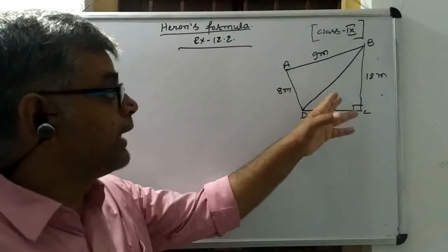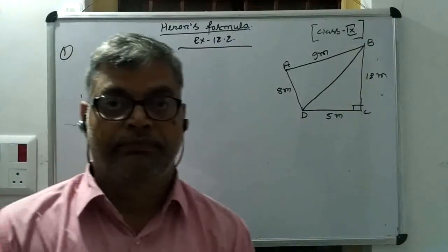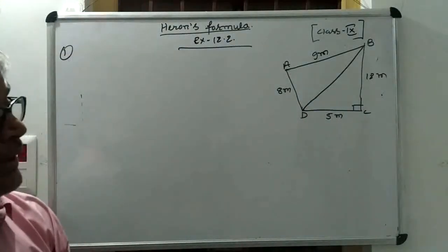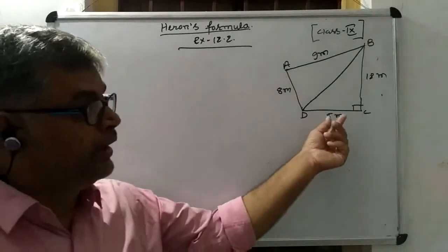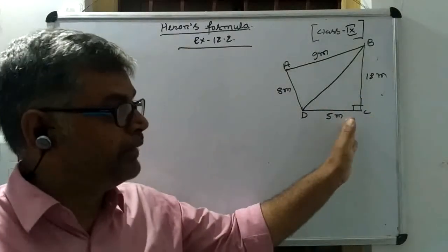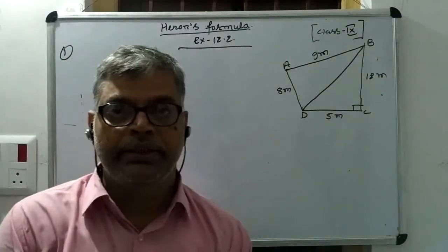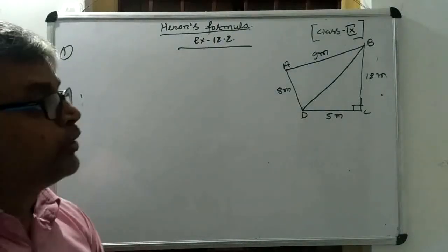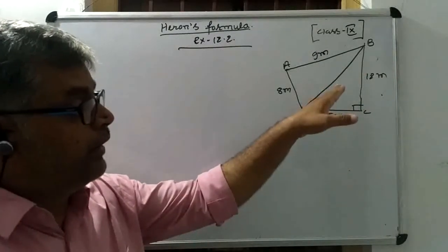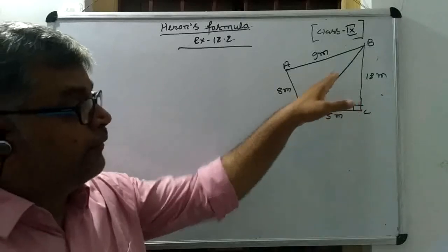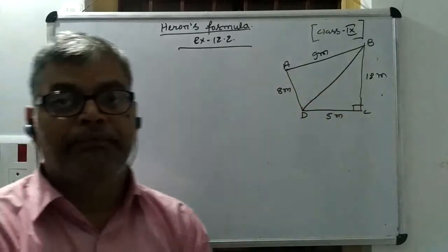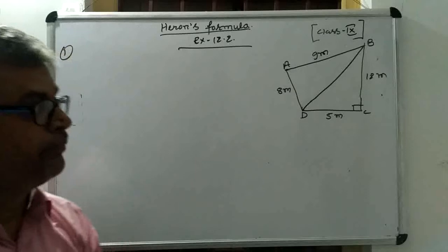And you can see that triangle BCD is a right triangle, in which the base is 5 meter and the perpendicular is 12 meter. So we can find its hypotenuse BD by applying the Pythagoras theorem.